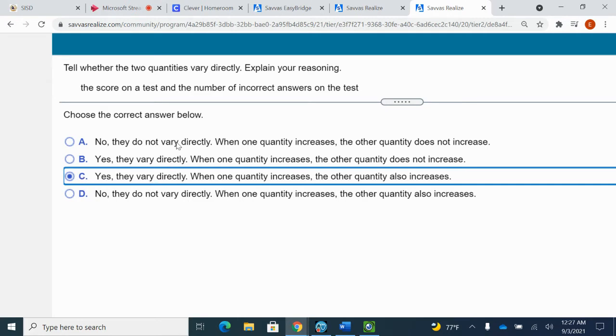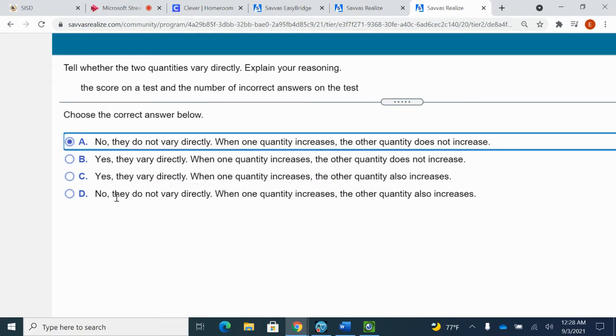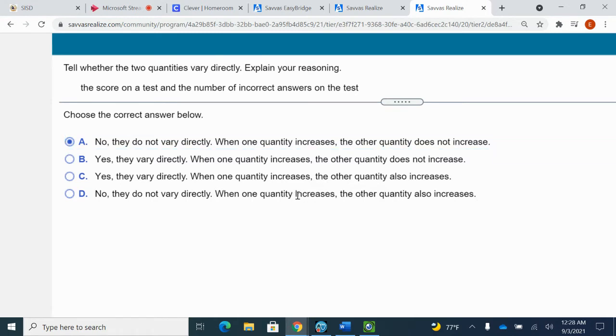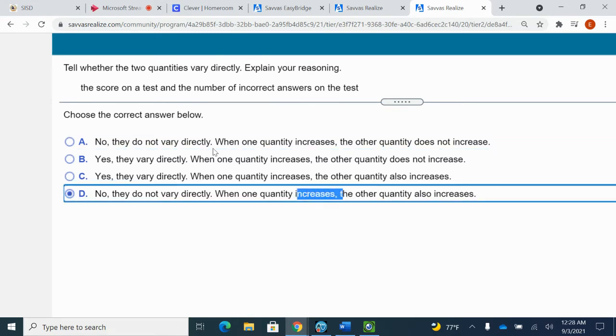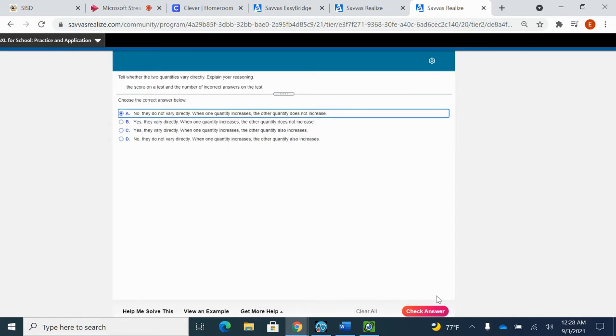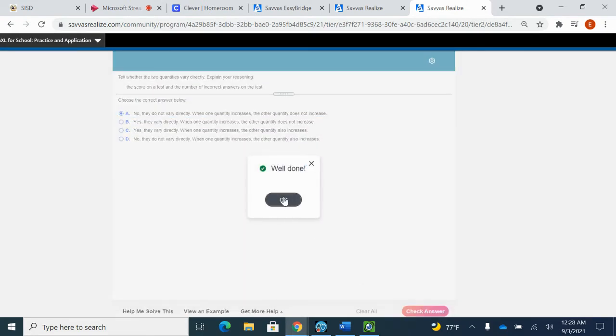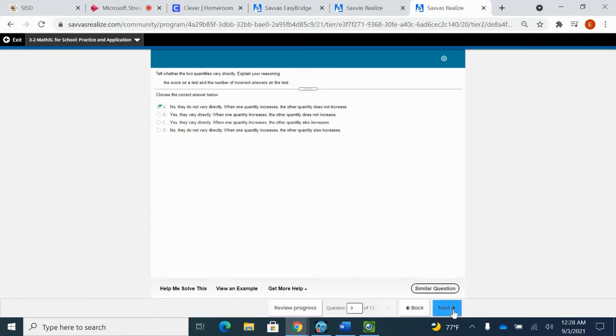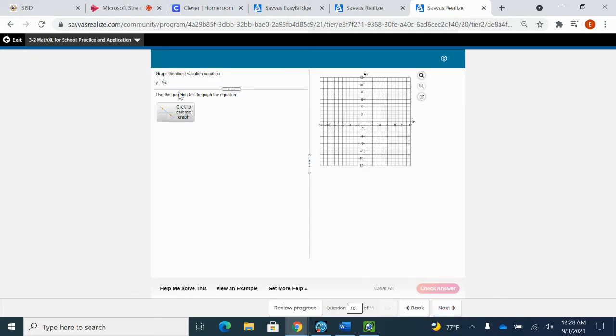No, they do not directly vary, which is both A and D. But now look at what it says. When one quantity increases, the other quantity does not increase. Again, we know the other quantity decreases, but we don't know about the other scenario. In this case, no, they do not vary directly. D says when one quantity increases, the other also increases. D cannot be it because we just said when one increases, the other decreases. So in this case, I'm going to go with A. This is a terrible problem. I apologize.